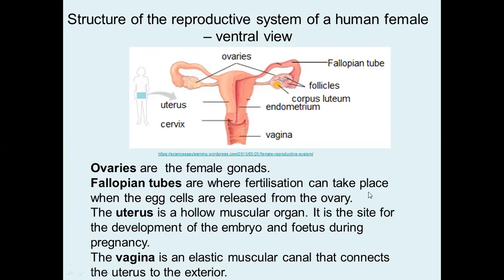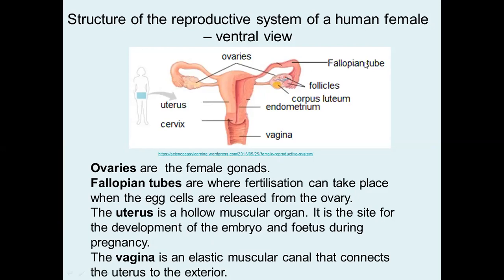Fallopian tubes are where fertilization can take place when the egg cells are released from the ovary. I'll talk about that. The uterus is a hollow muscular organ. It's the site for the development of the embryo and the fetus during pregnancy. And then the vagina is an elastic muscular canal that connects the uterus to the exterior. Don't forget about the cervix over here.